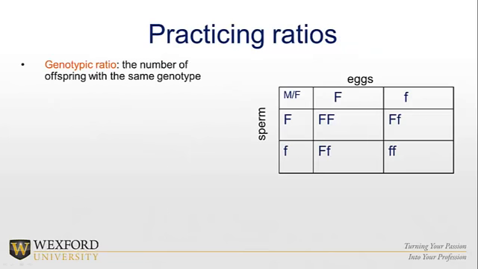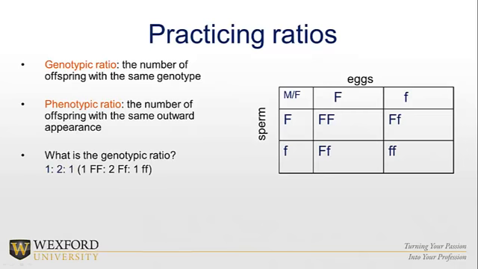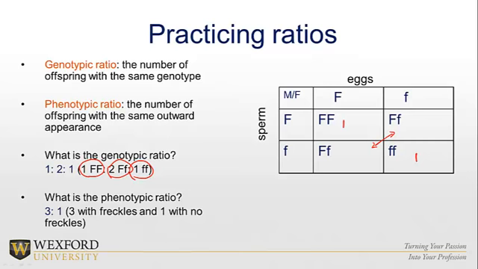The genotypic ratio is the number of offspring with the same genotype. Well, we saw the phenotypic ratio. What about the genotypic now? What is the ratio here? All right, the genotypic ratio is we have 1 homozygous dominant, 2 heterozygous, and 1 homozygous recessive. We can see that: 1, 2, and 1 again. That's the genotypic ratio. We already saw the phenotypic ratio on the previous slide: 3 with freckles, here, here, and here. And once again, 1 without.